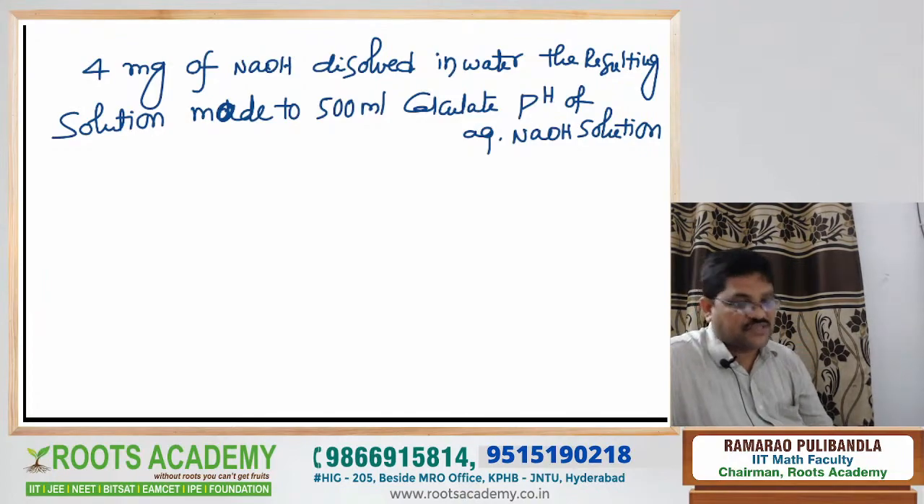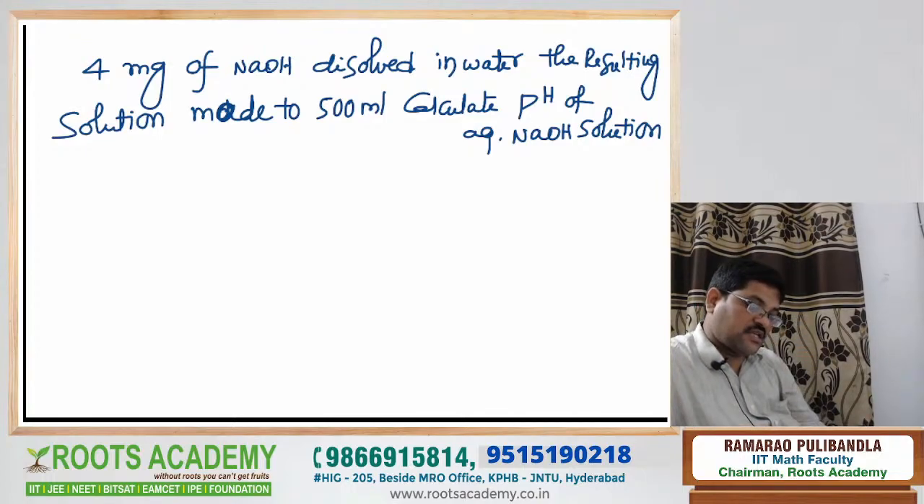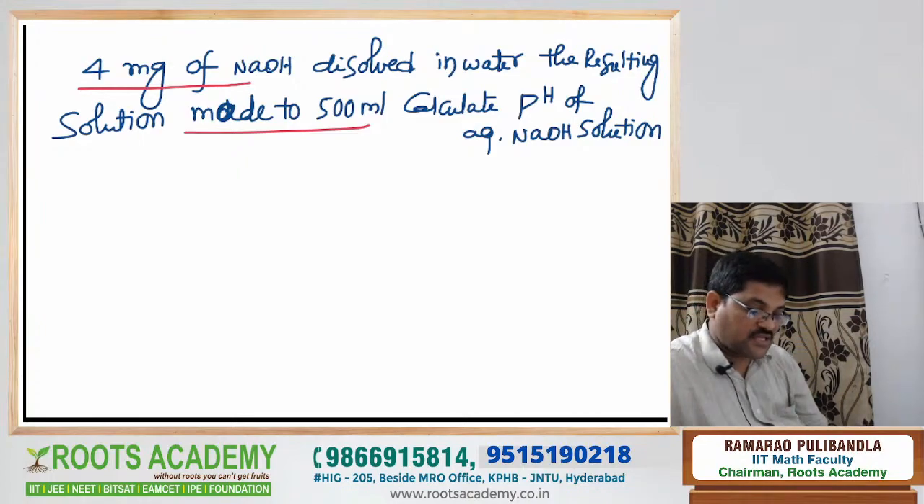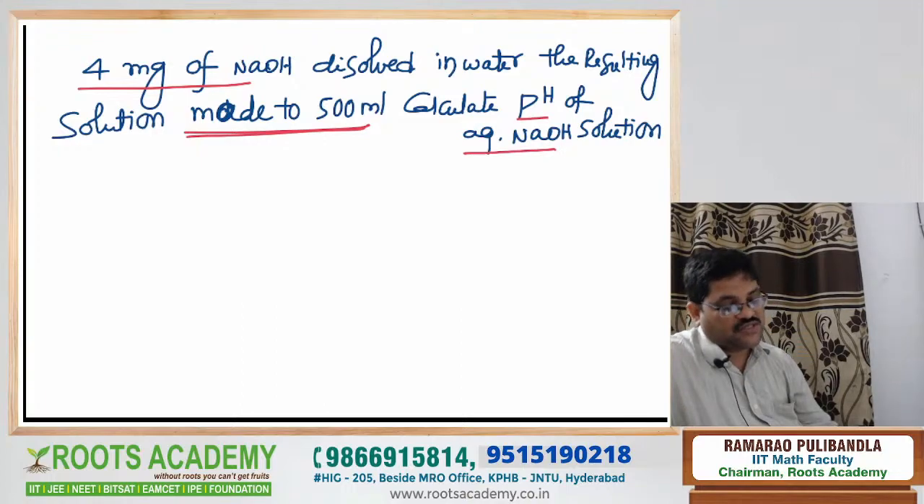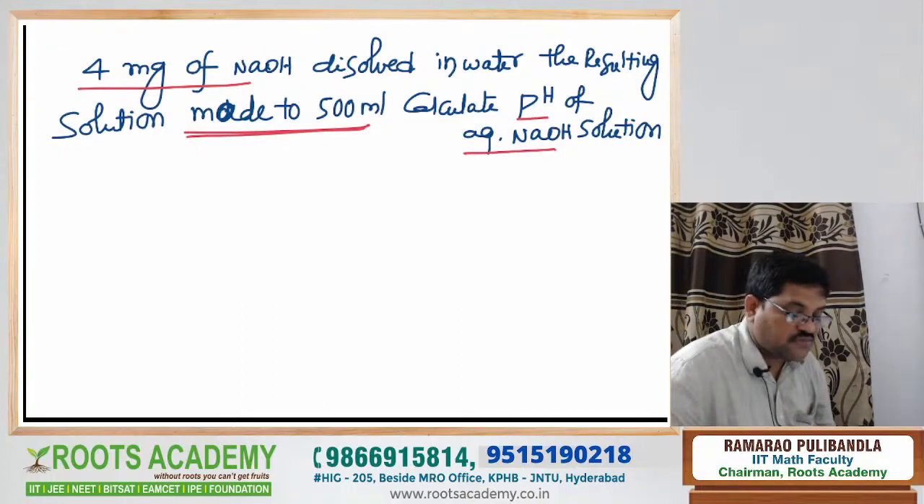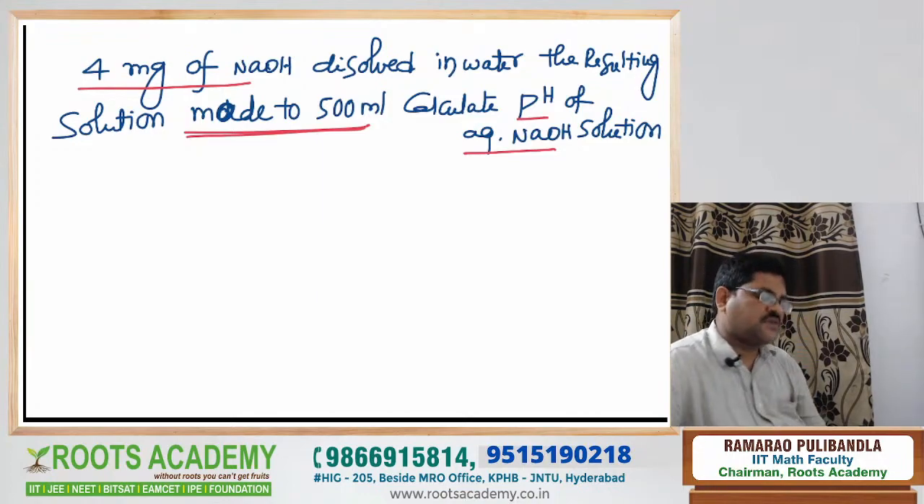Calculate pH of what? Aqueous NaOH solution. Simple logic, students. Now see, 4 milligrams of NaOH dissolved in water. Resulting solution made up to 500 ml. Calculate pH of the NaOH solution. All I said, pH problems are done in terms of normalities.